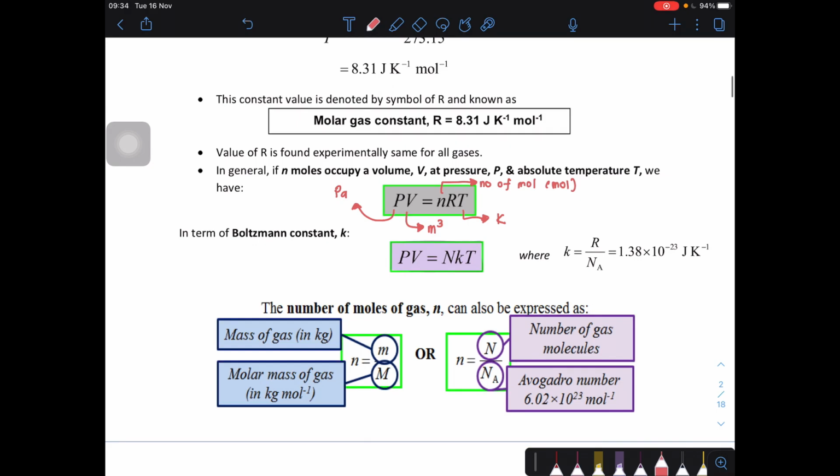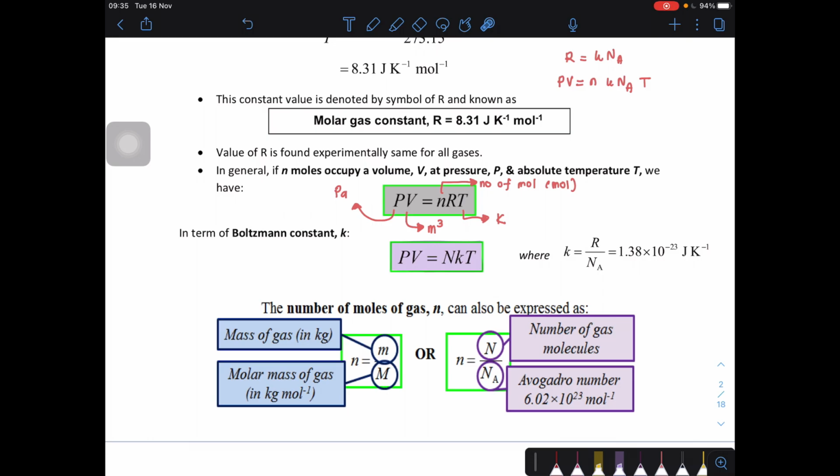So here, using the first equation, we substitute R is equal to k and NA, where NA here is the Avogadro constant, which is this value. So you are familiar with this value, right? So when we substitute this into here, we will get PV is equal to n, k, NA, T.